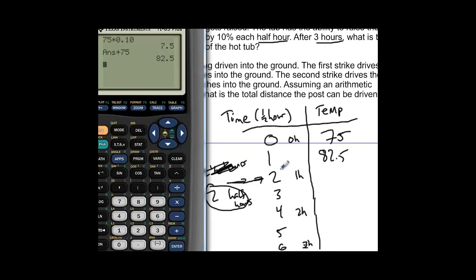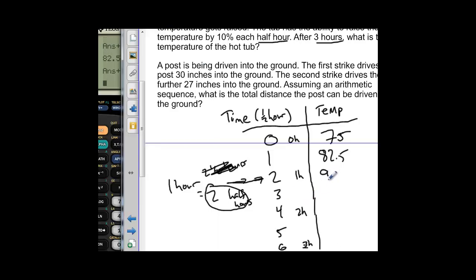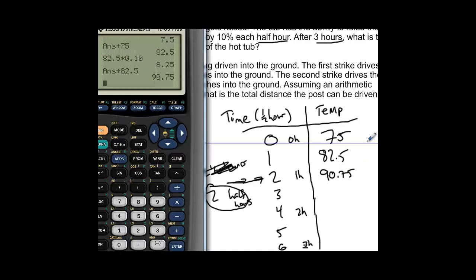Okay, well, to figure out the temperature after an hour, we don't add another 7.5 because it increases by 10%. So 82.5 times 10% means that in this half hour, it actually goes up by 8.25. So when I add 8.25 back to 82.5, this is now up to 90.75. And the difference, it's actually not a common difference, it's a common ratio.